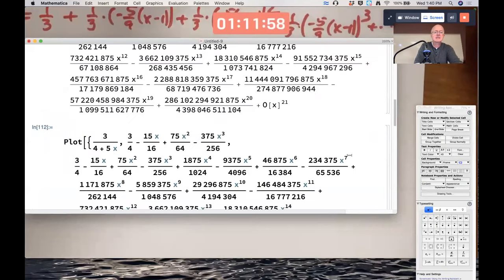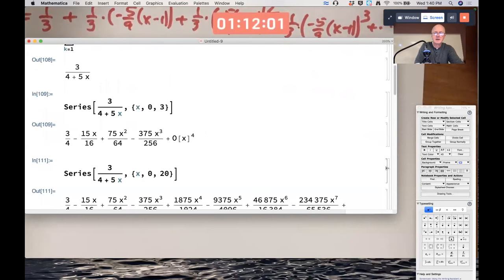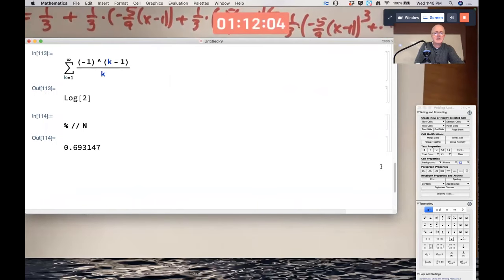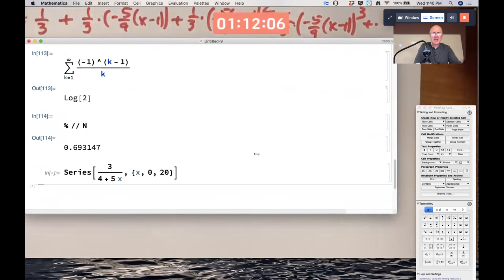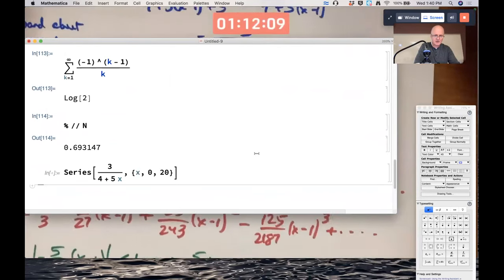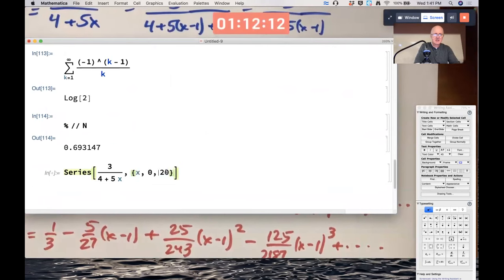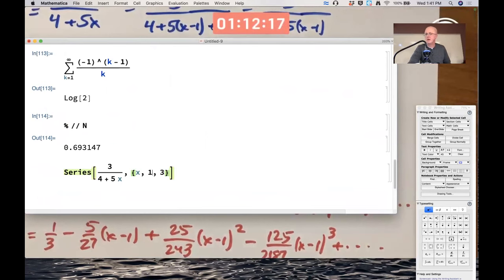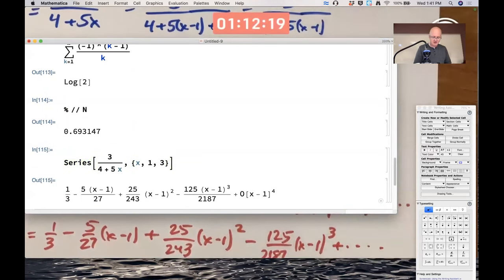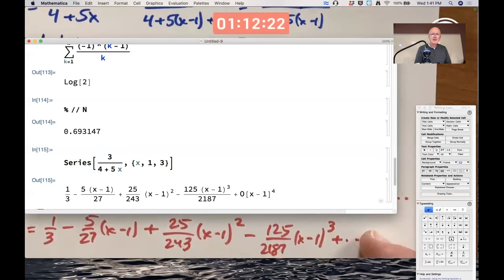Copy and paste this series code down here. And all we have to change to confirm the answer is change this. Well, let's change that back to a 3. Change the 0 to a 1 because we're doing it about 1. Do we have a match? Yes, it looks good. And again, that last term you see in Mathematica is big O of x minus 1 to the 4th. That means it's x minus 1 to the 4th plus higher powers. Higher order terms, they're called.